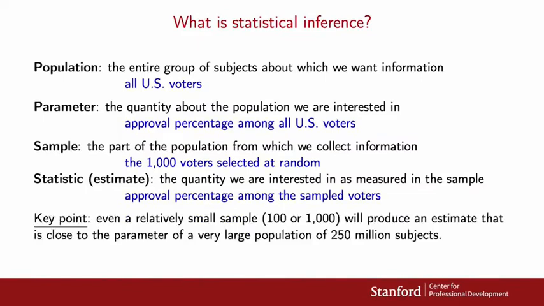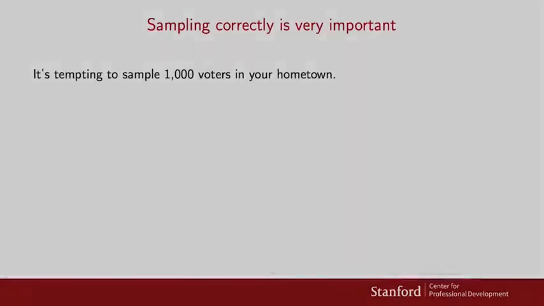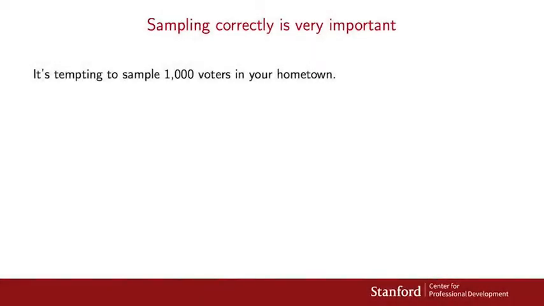An important point is that even a relatively small sample of 100 or 1,000 voters will produce an estimate that is quite close to the parameter, even if the population is very large, like the 250 million subjects in that case. We will see later why that's the case. This example shows why statistics can be such a powerful and useful tool. Now let's have a look how exactly we would sample these 1,000 voters at random. A simple way would be to select 1,000 voters from your neighborhood, say your hometown.